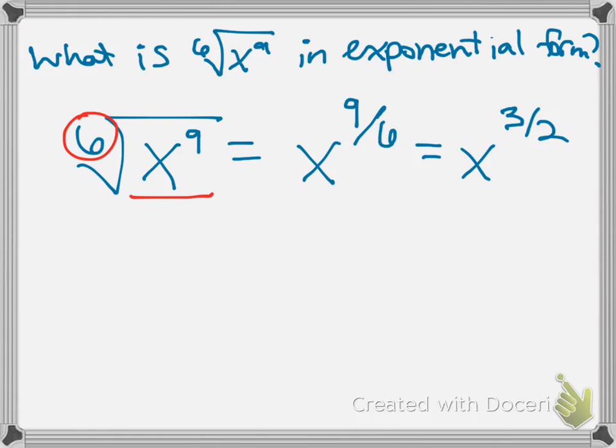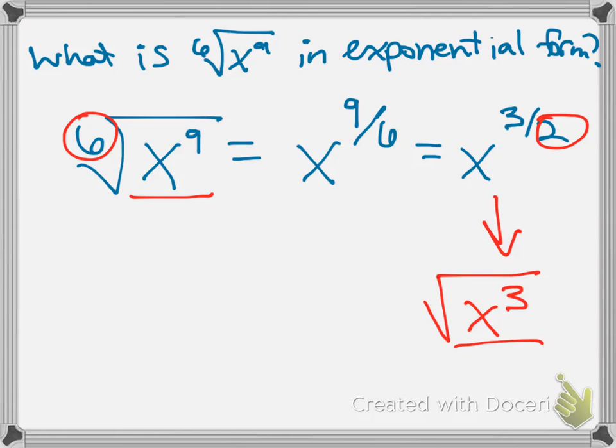Which also means that if we convert it back, and this isn't what the question asked, we're going a little bit farther, if we converted this back into radical form, that would mean that the 6th root of x to the 9th is the same thing as the square root of x cubed. Because remember before we said whatever your denominator in that rational exponent is becomes the index in your root, and then your base, and then the numerator of the exponent is what goes underneath the radical. That becomes your radicand.